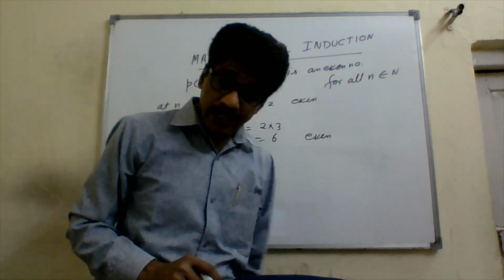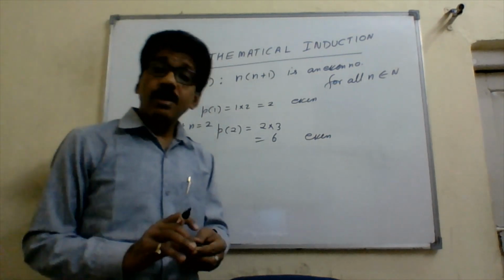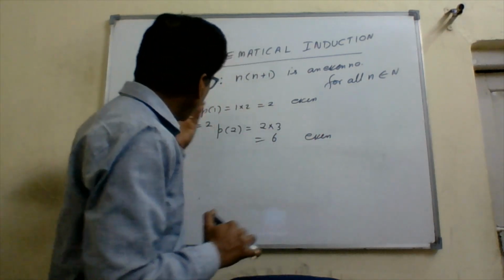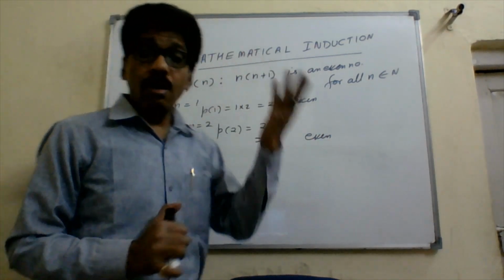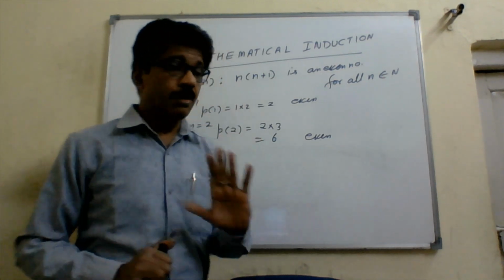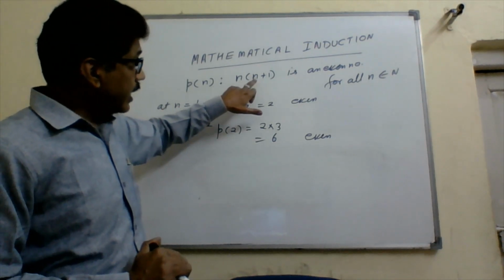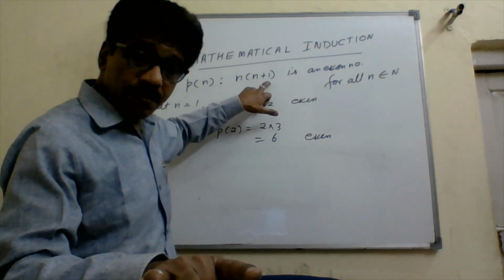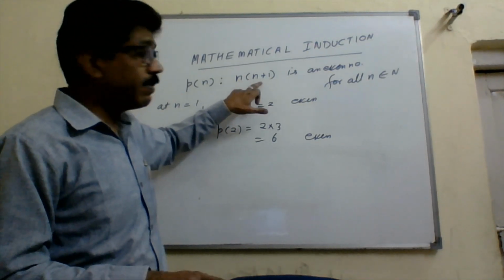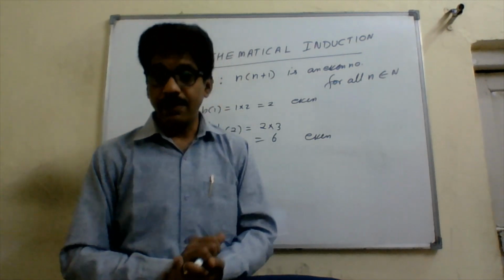We have infinite natural numbers, but it is true for all because natural numbers can be either even or odd. If we consider any even natural number, then n is even and n plus 1 will give you an odd number. Even plus 1 gives you odd. So even multiplied by an odd number always gives you an even number.